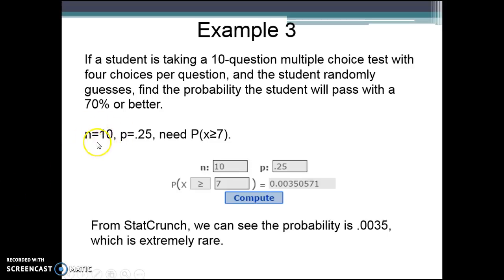So we've got 10 trials, because there are 10 questions. Probability of success on each one would be 0.25. And so we'd want the probability that X would be greater than or equal to 7. That comes out to be 0.0035. So according to the rare event rule, that would be very, very rare. And students always think they want multiple choice tests, but maybe this will help convince you that they're not as great as you thought.